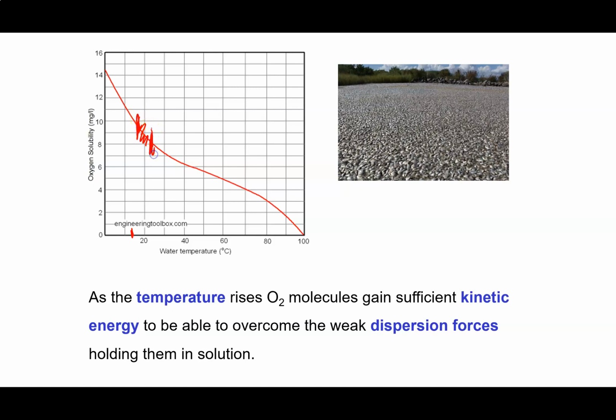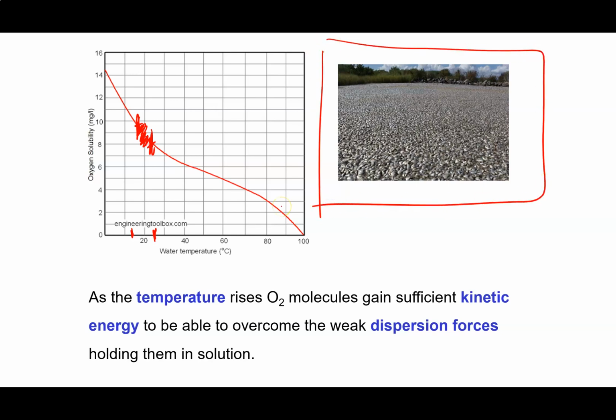So what I'm really getting at is people are predicting a several degree change in the temperature of the water on our planet in coming decades, and that results in a fairly large change in oxygen solubility, and people are not certain how marine organisms are going to cope with that. And we are seeing some evidence of what we call fish kills that are resulting from this decreased oxygen solubility. So why does this happen? As the temperature rises, O2 molecules gain sufficient kinetic energy to be able to overcome the weak dispersion forces that keep them in solution.